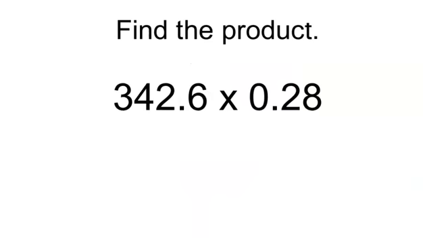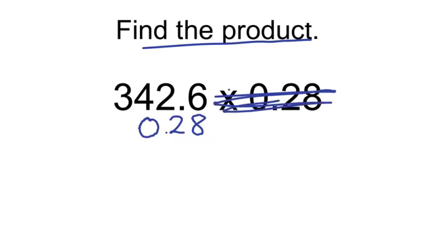All right, so now we're going to find the product, which means we're multiplying, and that makes sense because there's a multiplication sign right there. Okay, so I'm just going to move this over. So we're going to have 0.28, and we're going to multiply. So instead of rewriting everything, we'll just do that. All right, so 6 times 8 is 48.